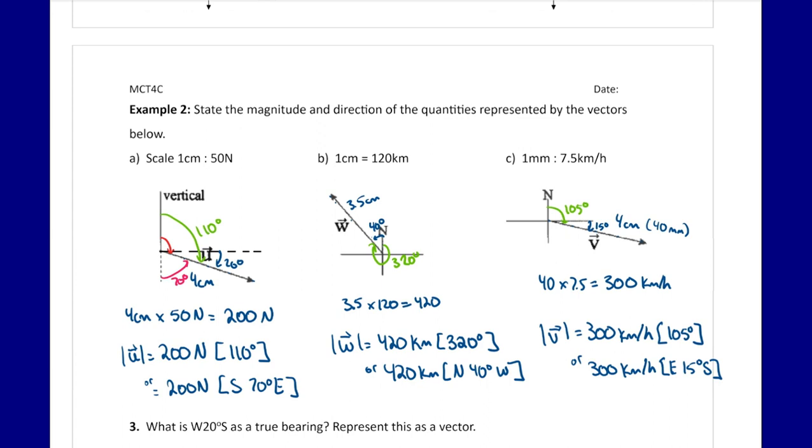I could work the other way and go backwards from south and say, well, if it's 15, then this has to be 75. So I could say 300 kilometers per hour south, 15 degrees east, or 75 degrees east of south. Again, different ways that you can word that direction.